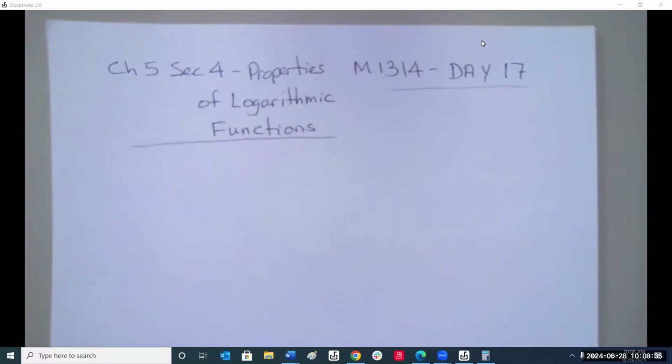Okay, so we've been introduced to exponential and logarithmic functions. Now we're going to look at the properties of these, because the next thing we have to do after we learn the properties is how to solve them. So let's look at the properties.